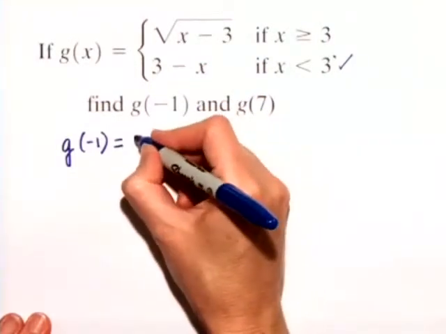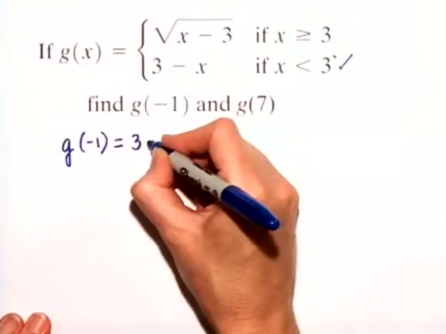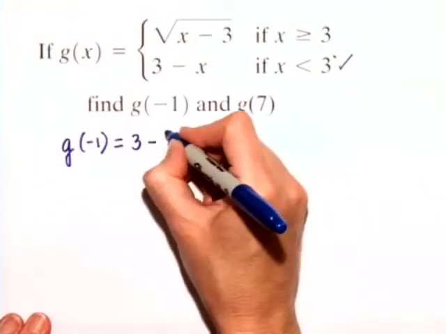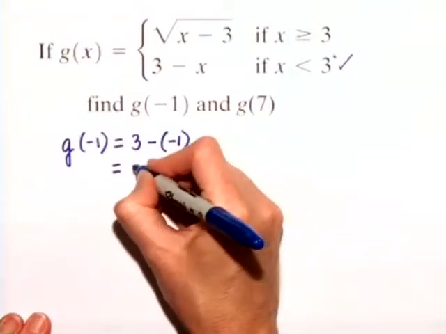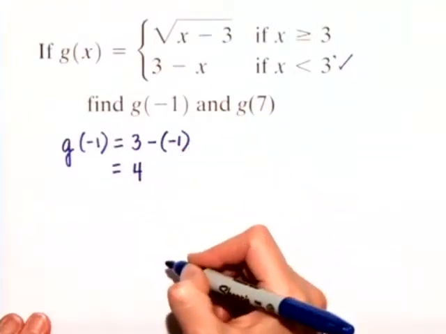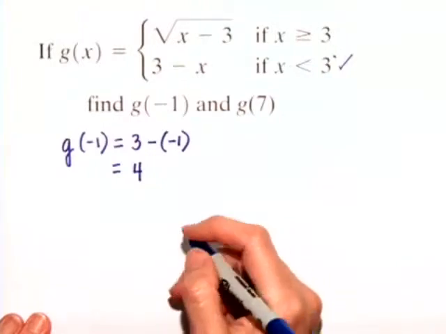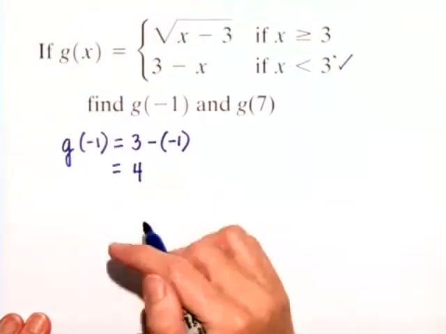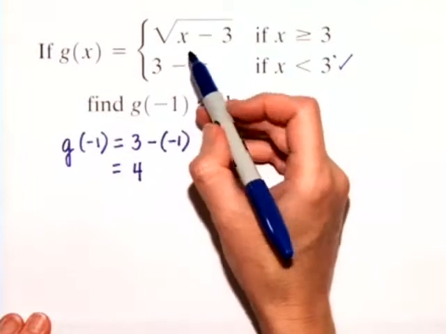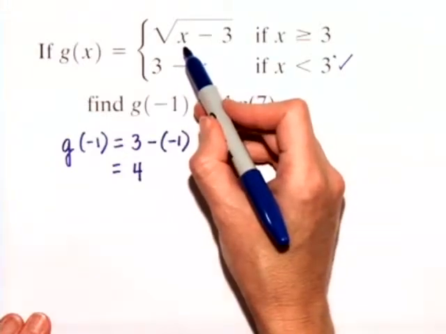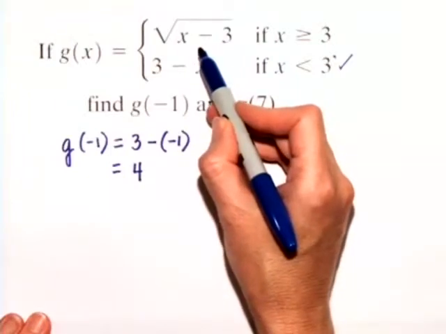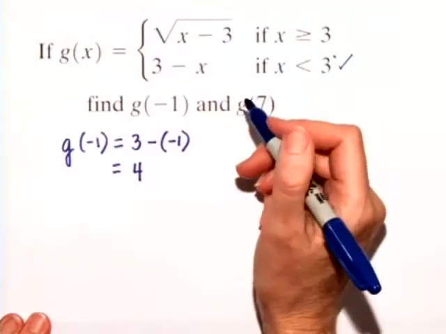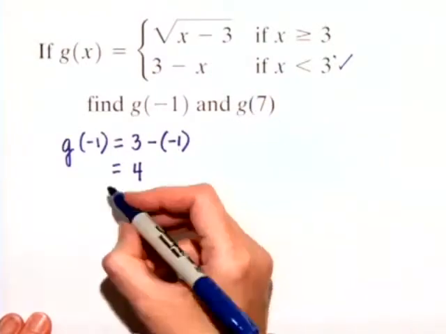So we're substituting negative 1 into the 3 minus x. So 3 minus negative 1 is equal to 3 plus 1, or 4. So therefore, g of negative 1 is equal to 4. Be careful not to substitute it up into the other function. If you substituted it up here, you'd get a negative value underneath your square root sign, which is not a real number. So now let's calculate g of 7.